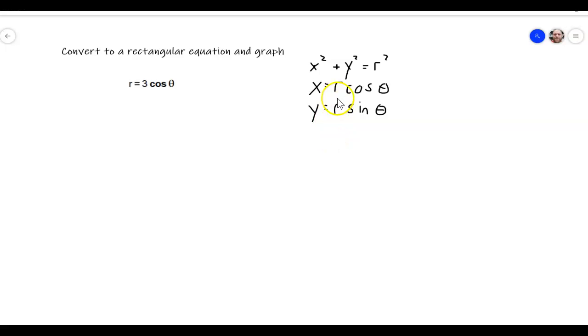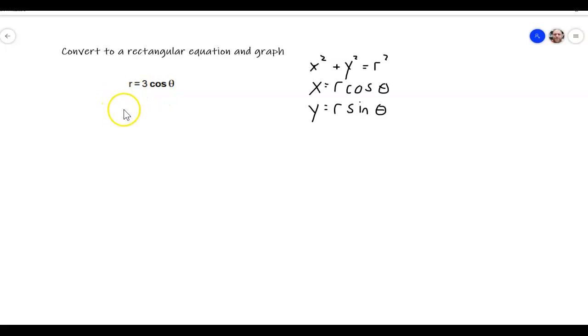All right, so I have a cosine theta. In order to get an r times cosine theta, I would need to multiply this side by an r. And if I multiplied the left side by an r, that would give me an r squared. Well, that's perfect, because then I can substitute that r squared with the x squared plus y squared, and then I'd be completely out of r's and thetas and completely into x's and y's. So that's what I'm going to do.